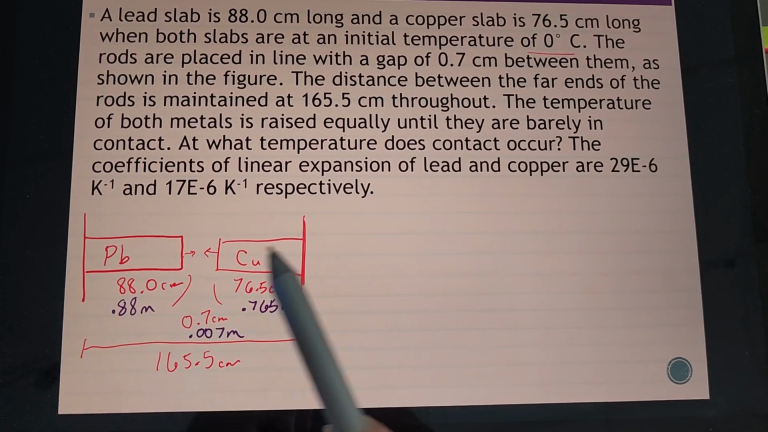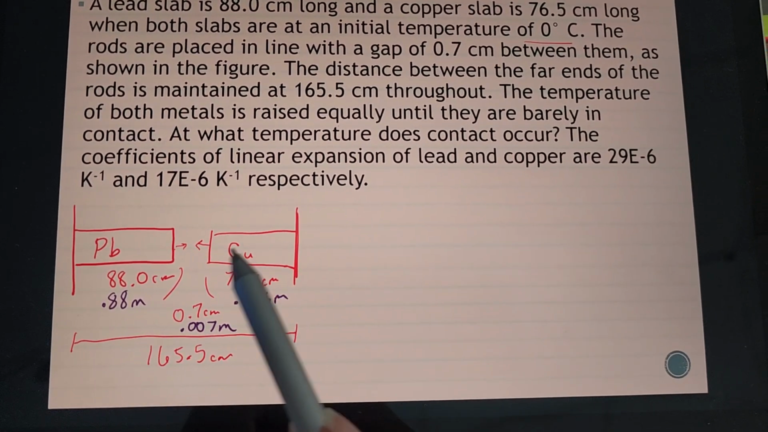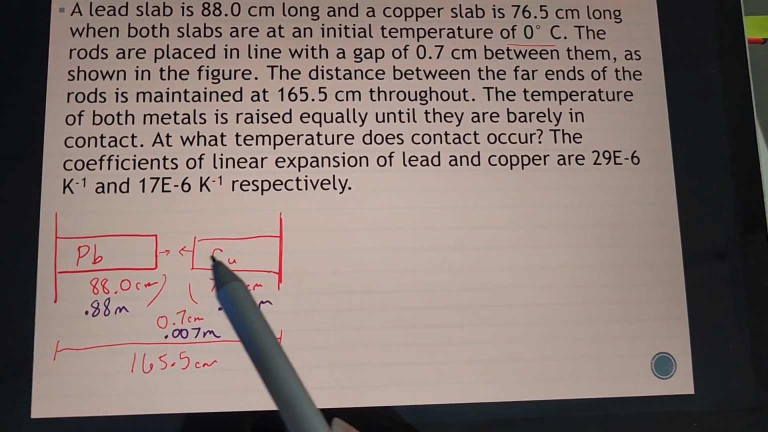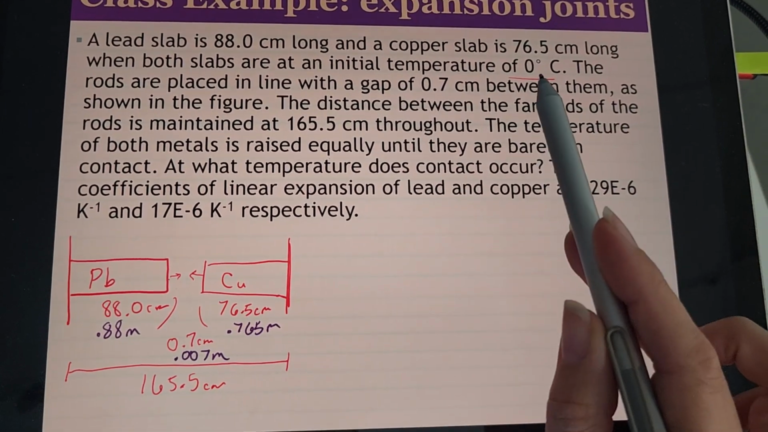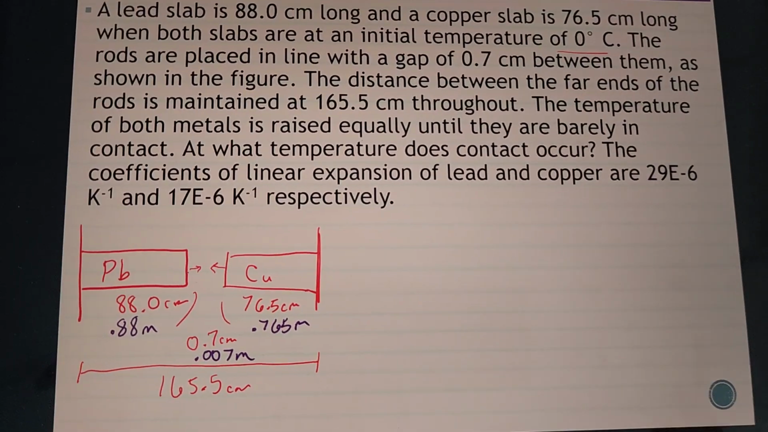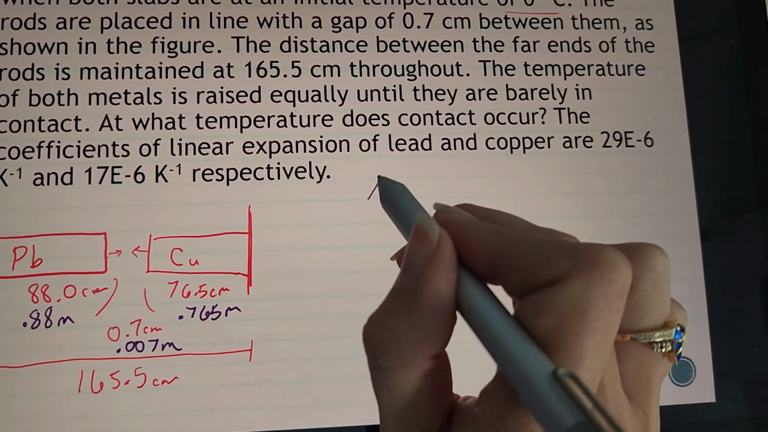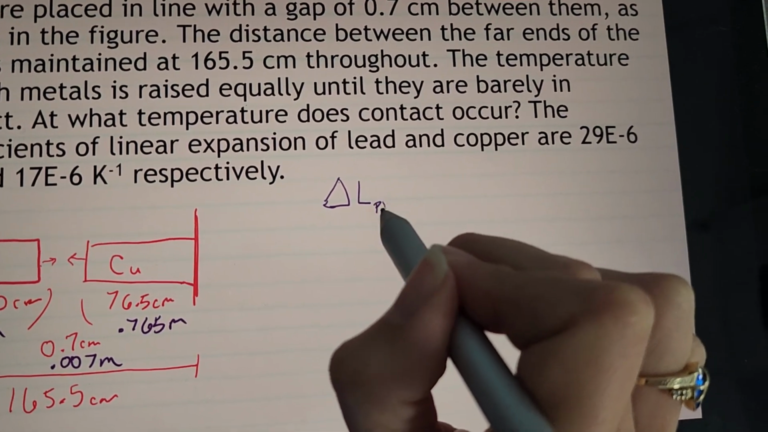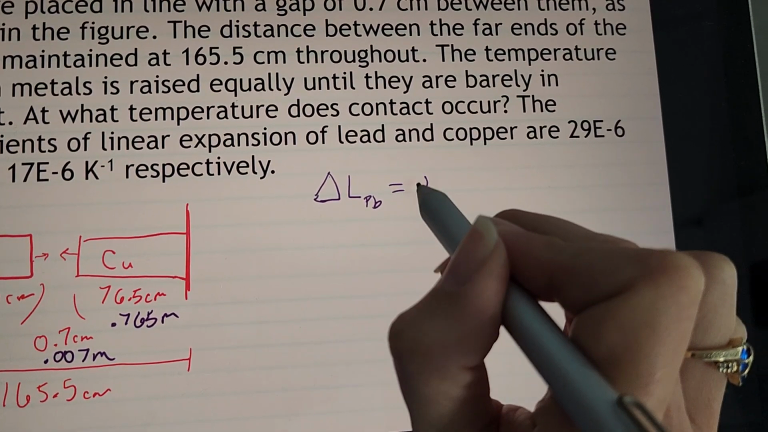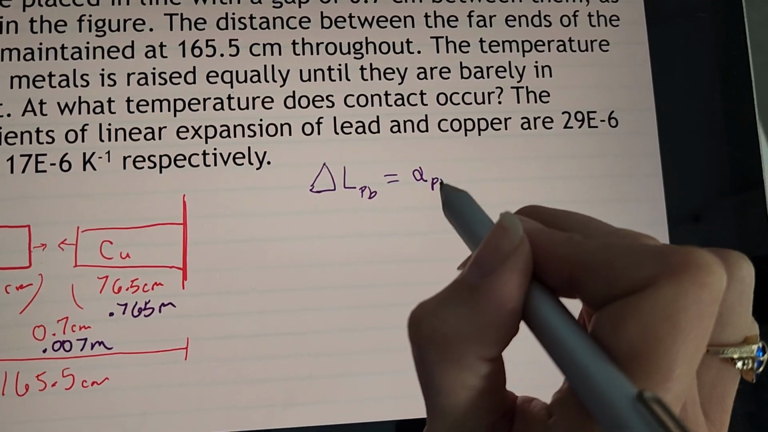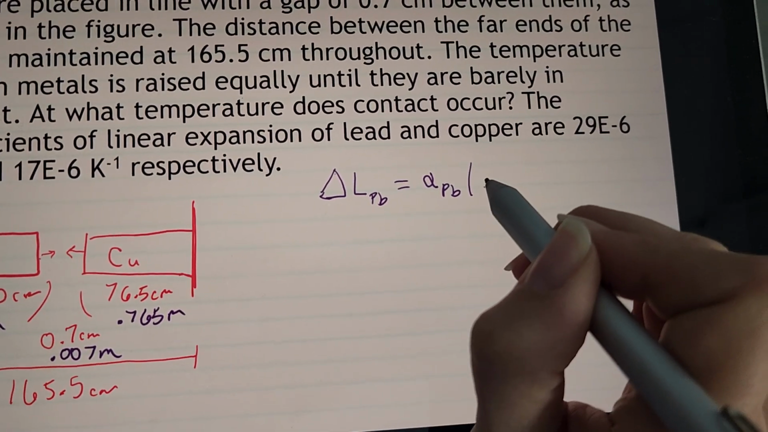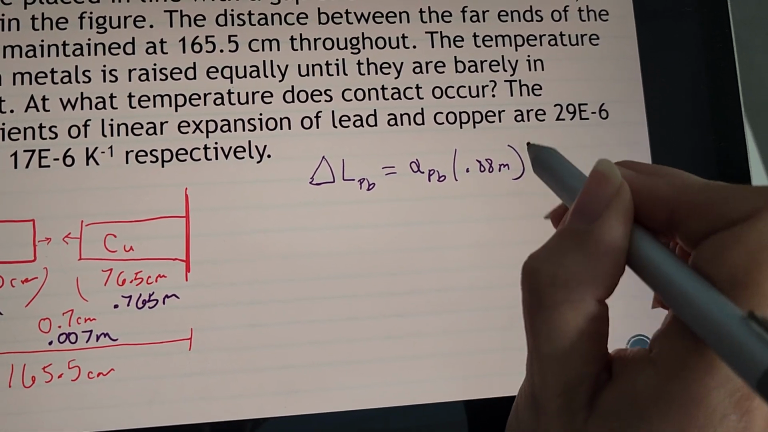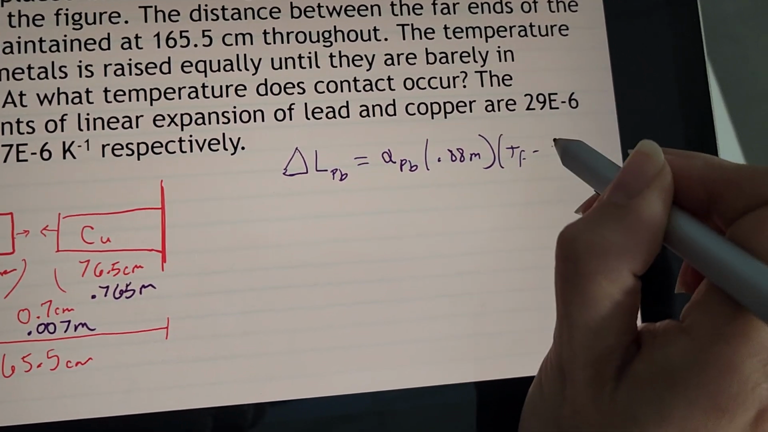For this problem, we're going to set up a system of equations where the linear expansion of this one is going to be equivalent to the linear expansion of this one to close this gap, where these two substances and their expansion rate are connected through their final temperature. So we have the change in length of lead equals the coefficient of lead times the initial length of lead, which is 0.88 meters, times T final minus T initial, which is 0 Celsius.